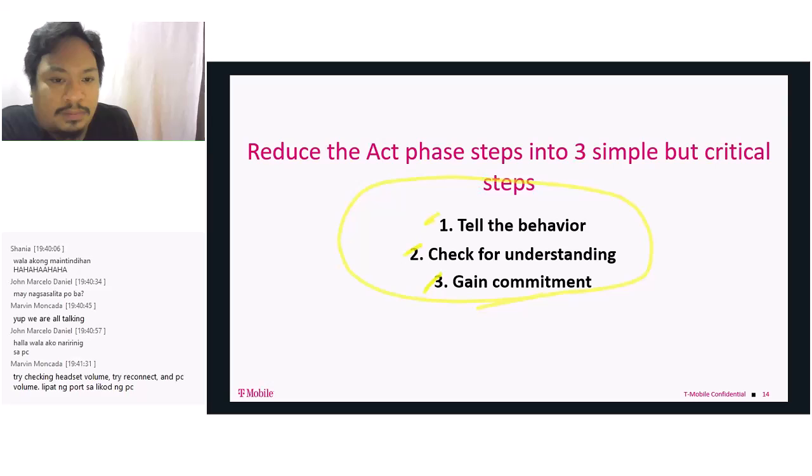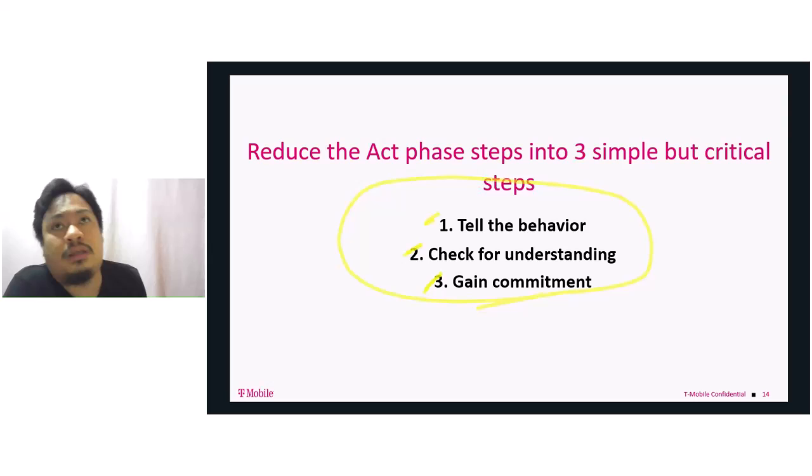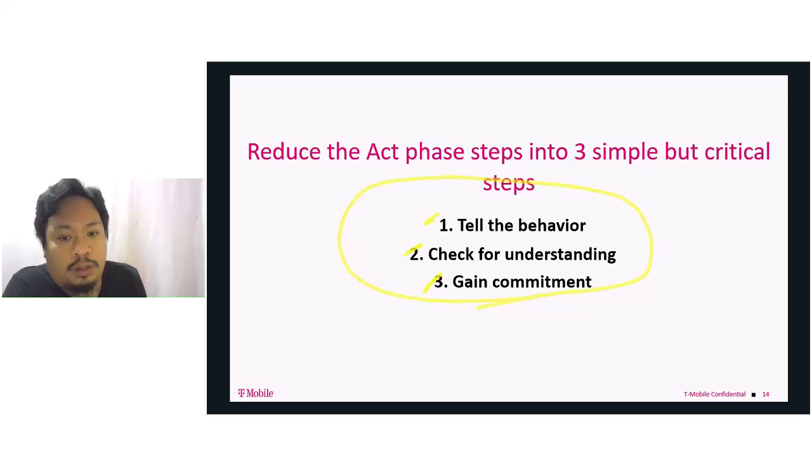Sample natin to. Rizal, since you're already done, Kay, can I get you? Here's what you're gonna do. You're gonna do the act phase. You're gonna tell me a behavior, and then you'll check for my understanding, and then you gain my commitment. Yung gain commitment, simply lang. You don't tell them na, hey, I want you to commit. Just tell them that, will you do it? Can you do it? Is it possible for you to apply it later? Mga ganong lang bagay. Then check for understanding. You don't really need to tell them that, do you understand? I-roleplay nyo siya maigsi lang just to be sure that you see what you expect them to do.